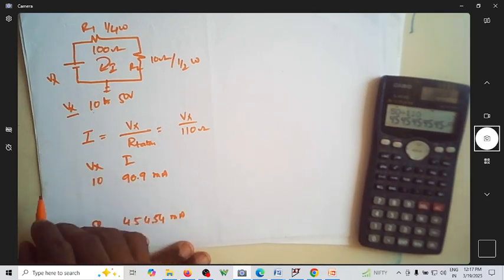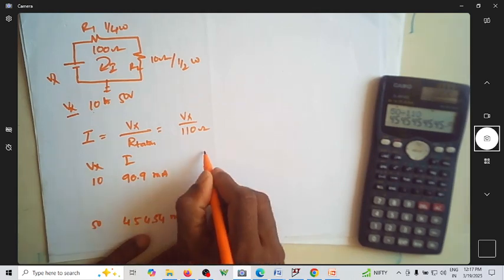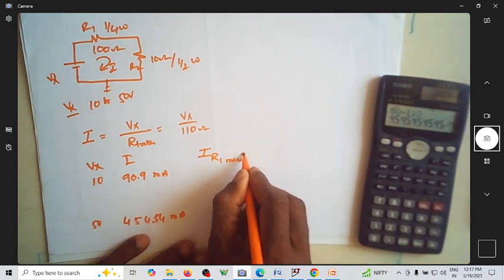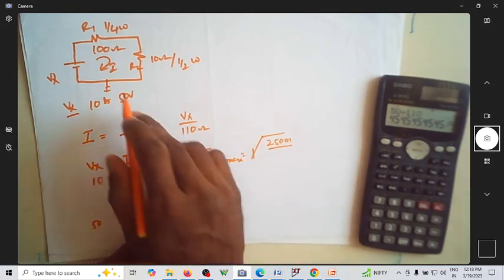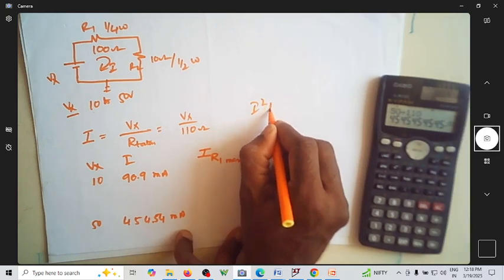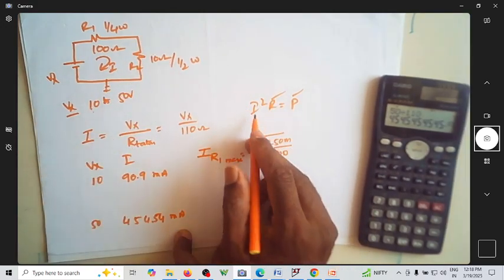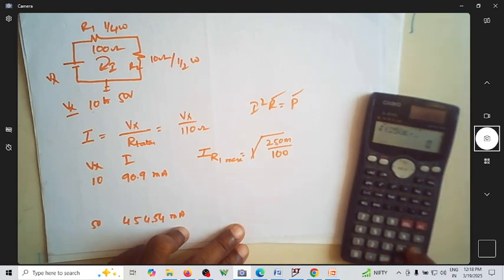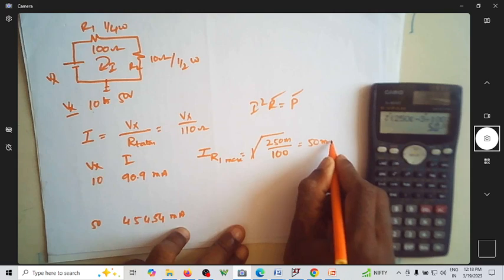So if the value of Vx is 10, it is this much current. If it is 50, it is this much current. Let us now find the maximum current that resistor 1 can handle. It is IR1 max, which is the square root of the wattage, 250 milliwatt, divided by 100 ohm, because power is I squared into R. We know the power as 250 milliwatt and the resistance as 100 ohm, so I is the square root of 250 times 10 to the power minus 3 divided by 100, which is 50 milliamperes.